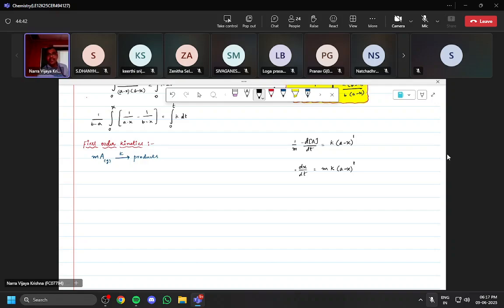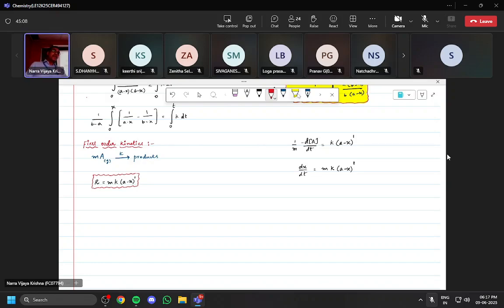What is dx by dt? Rate. So what can we write now? Rate of reaction is equal to mk (a minus x) power 1, because it is following first order kinetics. Any questions in it?